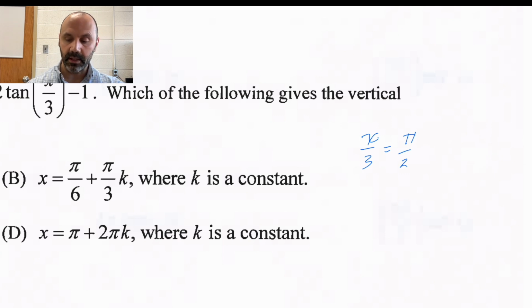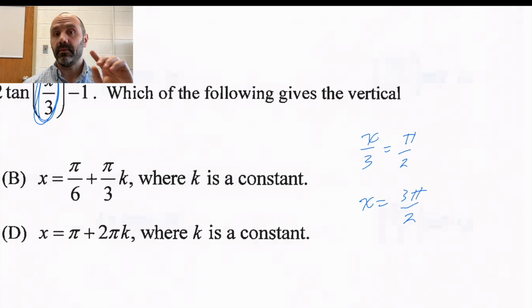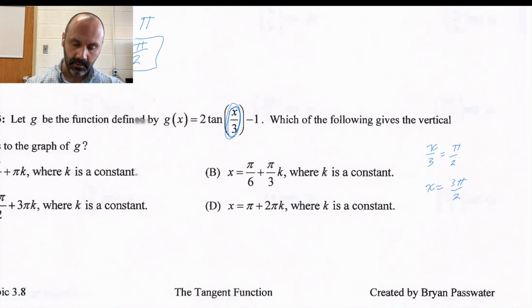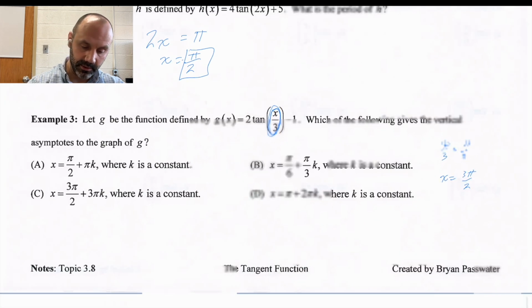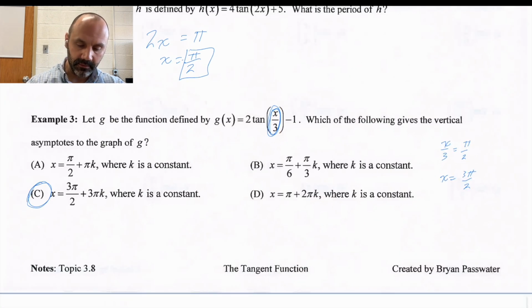All right. So it's, again, when this thing in the tangent function equals pi over 2, that's when I know there's a vertical asymptote. Okay, so that's why I'm setting it up this way. So x equals 3 pi over 2. That only gives me, though, the horizontal coordinate of the first asymptote. That narrows it down here. I already know the answer is C. But then they also have this, plus 3 pi k, where k is a constant.